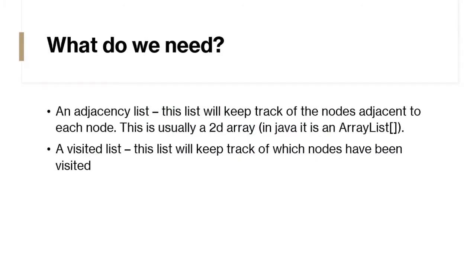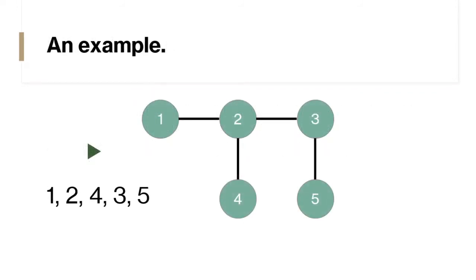Before we can start actually coding it, we need to understand what we need for this. The first thing we need is an adjacency list. This will keep track of the nodes adjacent to each node. This is usually a 2D array, and in Java, it's an array list array. So here, in this graph example, we can say that 1 and 2 are connected, 2 and 3 are connected, 2 and 4 are connected, and 3 and 5 are connected.